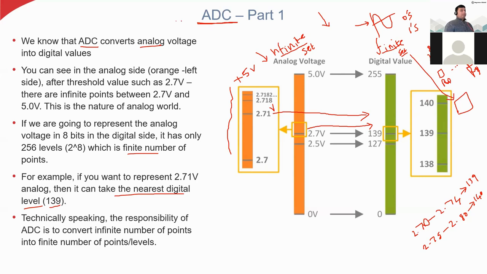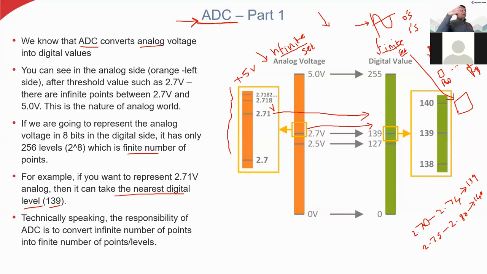ADC is just one of the several peripherals in a microcontroller. The microcontroller is also receiving real-time values from the external world, so it must convert those analog signals into digital signals in order to process them. For example, I can use this microcontroller to sense the temperature of my home, or maybe the temperature of some boat or some other farm, wherever we want.